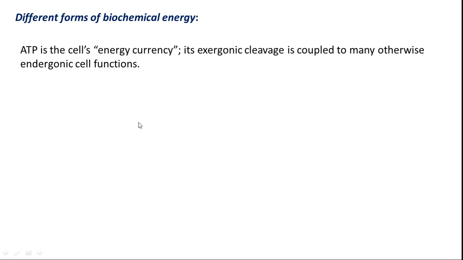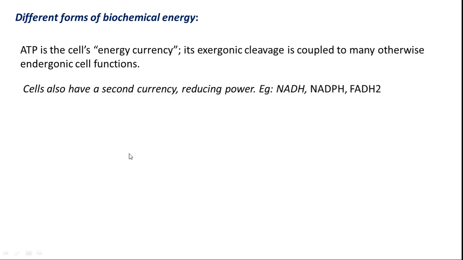One of the major energy resources for our body is ATP. It is what we call the cell's energy currency, as its exergonic cleavage is coupled with many otherwise endergonic cell functions. In that way, ATP sacrifices its high energy phosphate bond, thereby running the biochemical reactions.